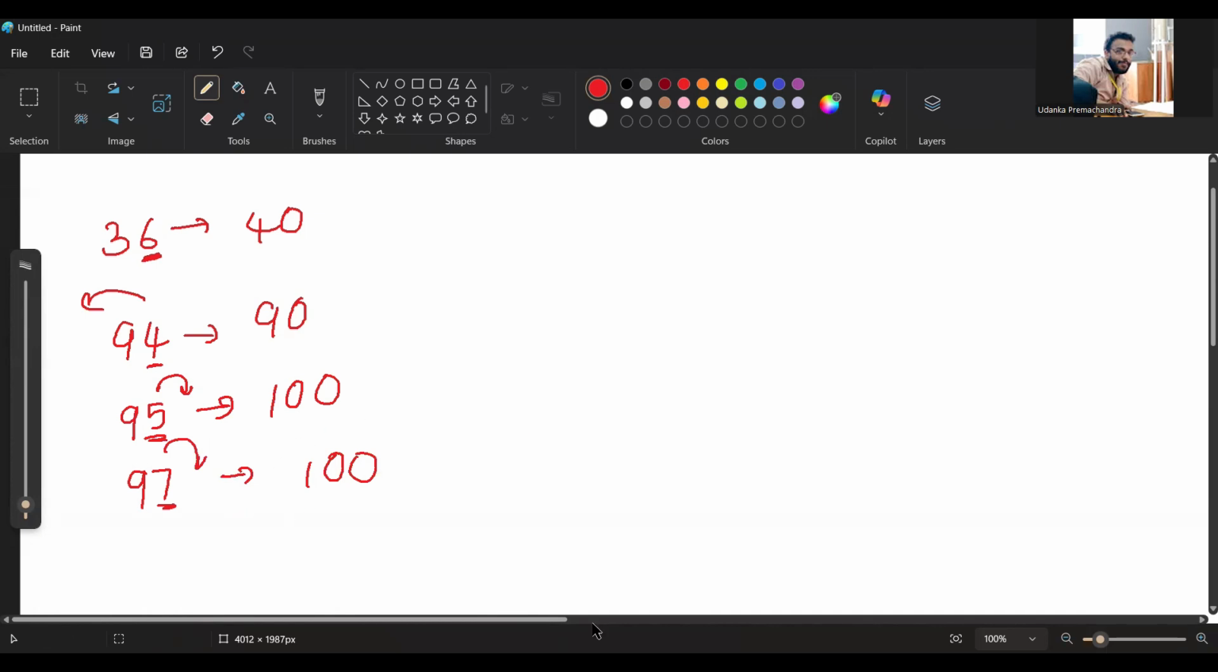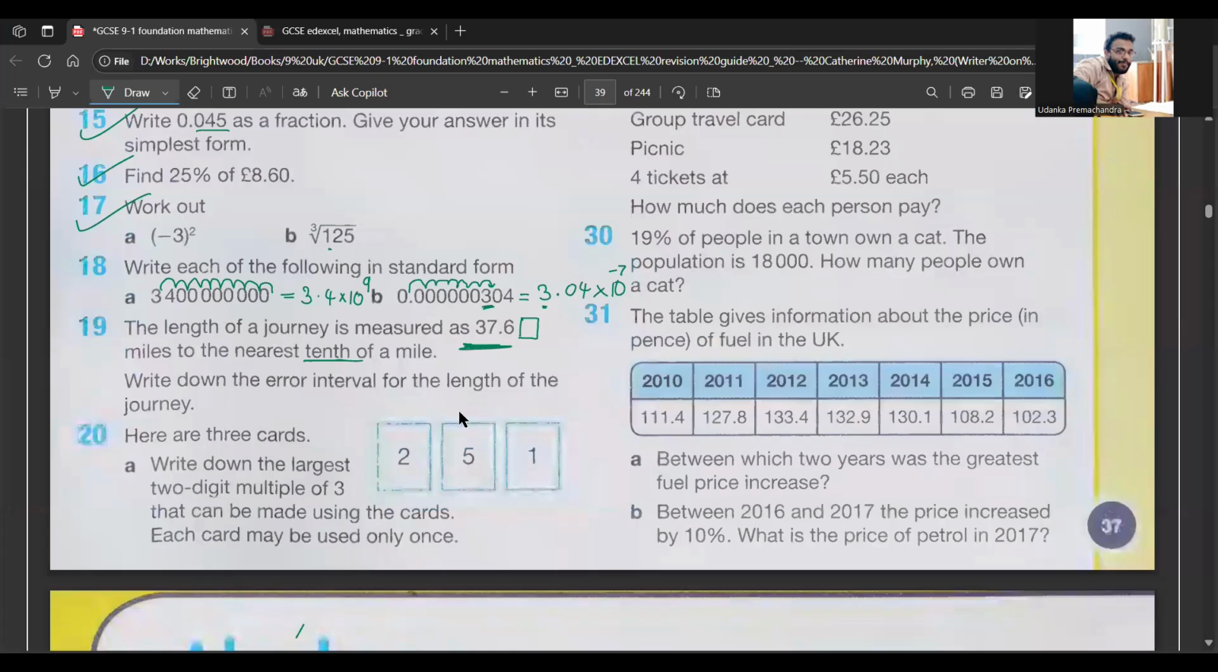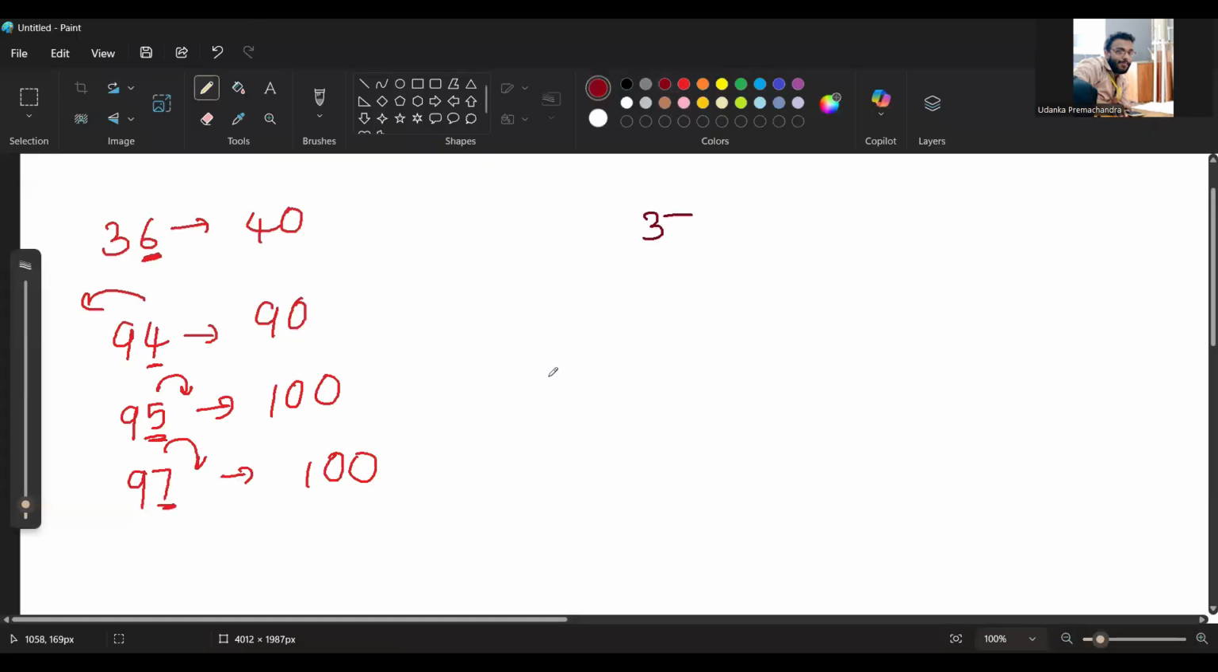And here they have given the answer measured for 37.6, after being rounded. If I take 10, 60, the rounded answer... If they are rounded like this, the smallest value, what should it be? The smallest value should be 37.55. Is that clear? The largest value should be what? It's 37.6, not 60.